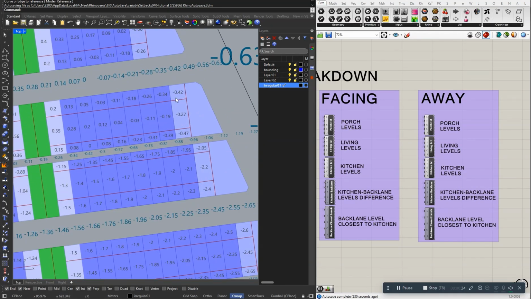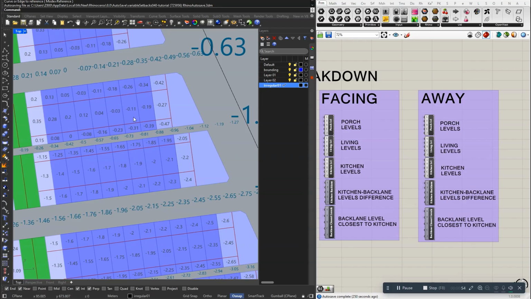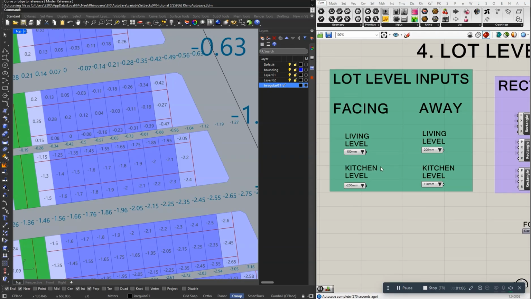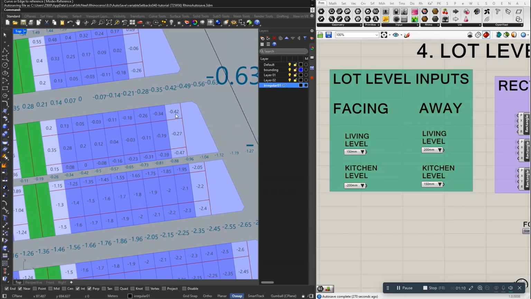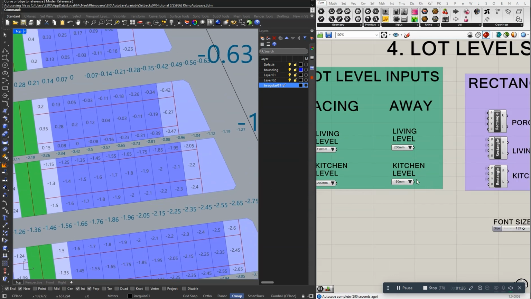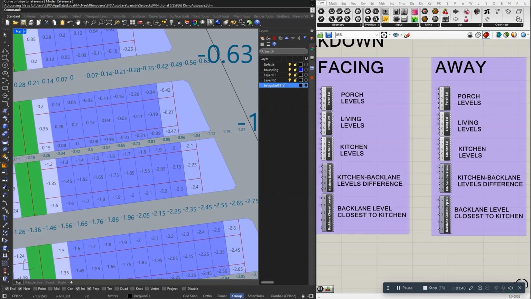So for the rows that are facing the reference edge, you want to enter the porch and go up to the living room and go back down to the kitchen. But for the rows that are facing away, you want to go in the porch, go up into the living room, and go up again into the kitchen. So you do control it here. So facing, you go into the porch, go up living, and go down to the kitchen. For away, you go into the porch, go up into the living, and go up some more into the kitchen. So that's why we have facing and away.